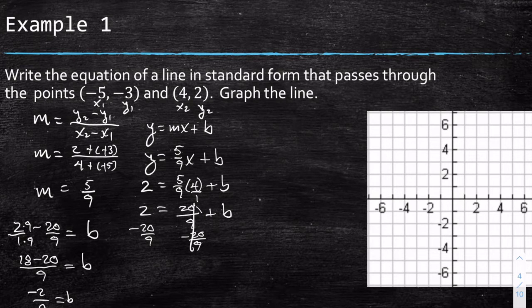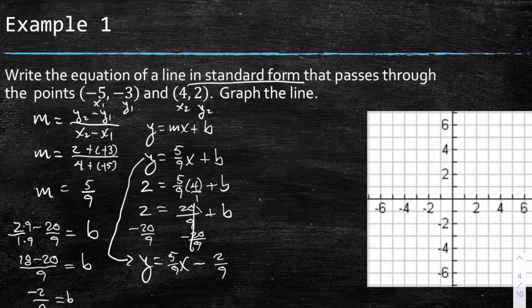So now we can finally write the equation of our line, and that's going to take rewriting this right here, so I'm just going to put that there. y equals 5/9 x minus 2 over 9. And that's it in slope-intercept form. But we're not done because we've been asked to write the equation of the line in standard form. So let's write this in standard form now.